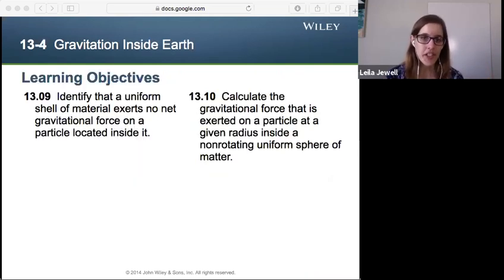So that's gravitation near Earth's surface. We could also imagine gravitation inside Earth. And this is going a little deeper. It's not something that's totally critical, but it's useful to see.